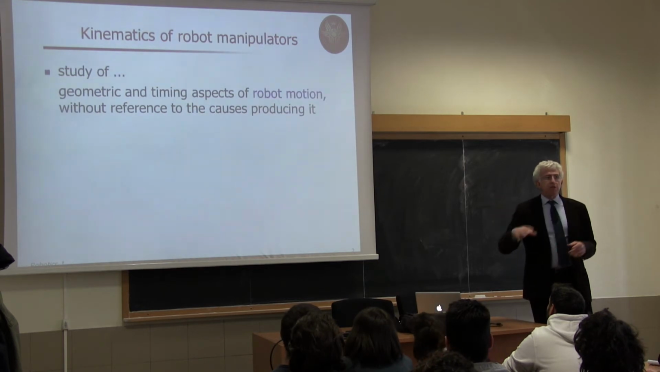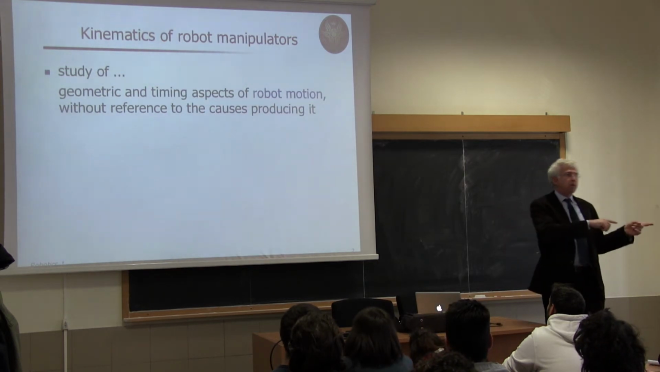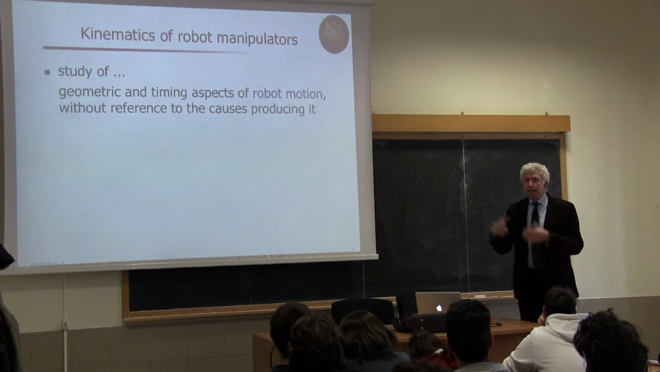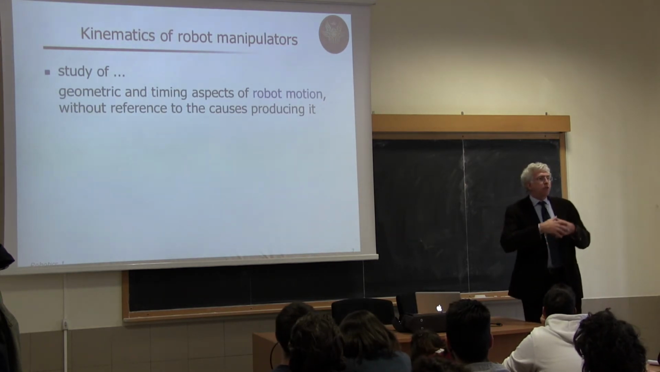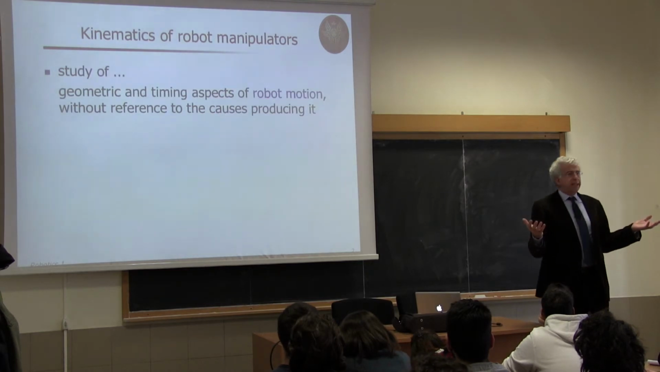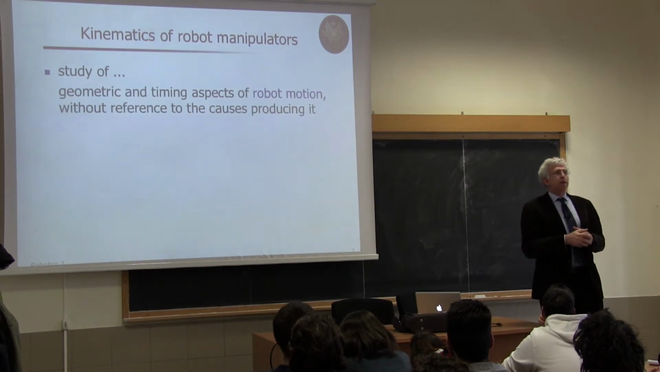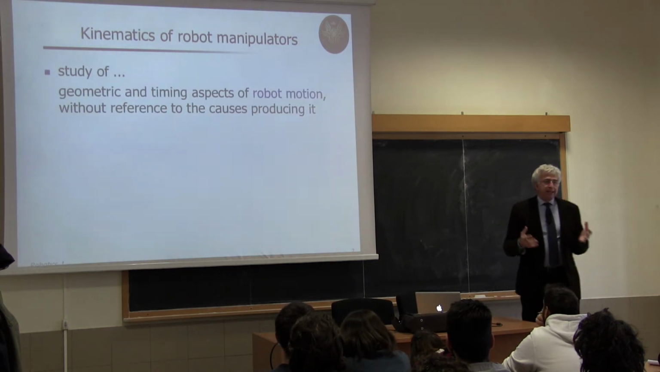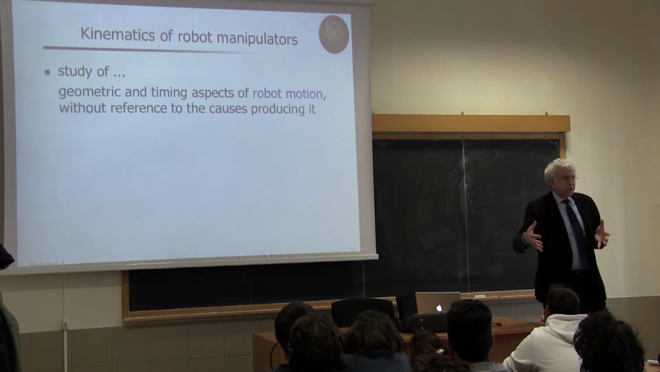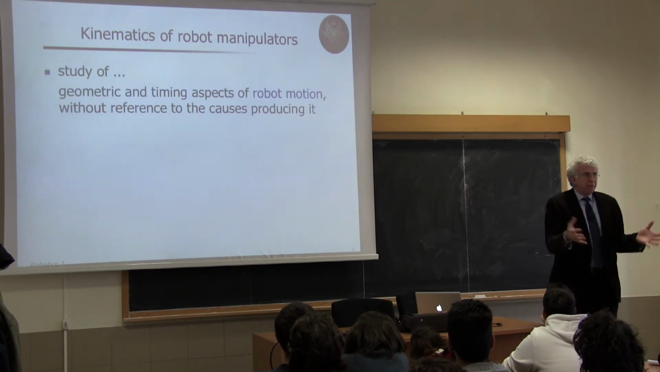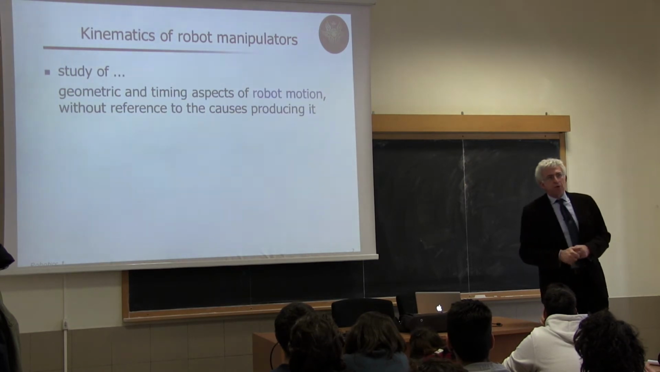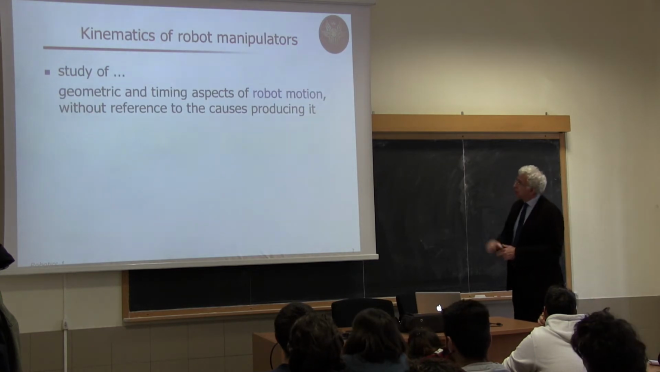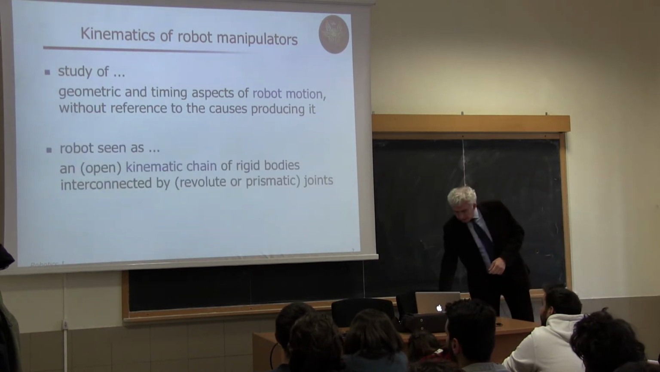So in dynamics, you look for causes producing motion or exchanged forces with the environment. In kinematics, you're only looking at motion per se, no matter which are the causes. Okay, so you may understand that kinematics is part of the dynamics because you have first to describe motion, then you relate this motion with the causes that produce motion. Okay? So this will be our study now.